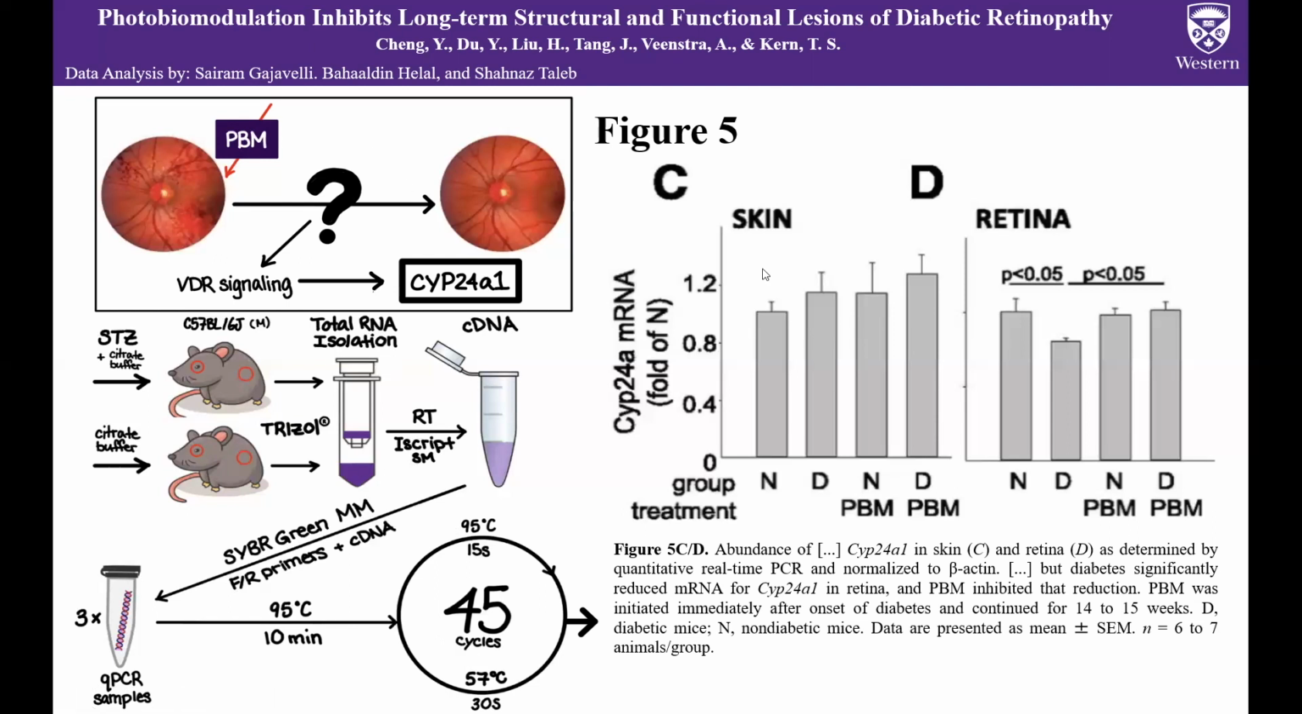The results show no significant differences observed in the skin tissues between the diabetic and normal groups, both subjected and not subjected to PBM. In the retina, a significant decrease in CYP24A1 mRNA in the diabetes treatment group was reported, a process that seems to be relieved with PBM.